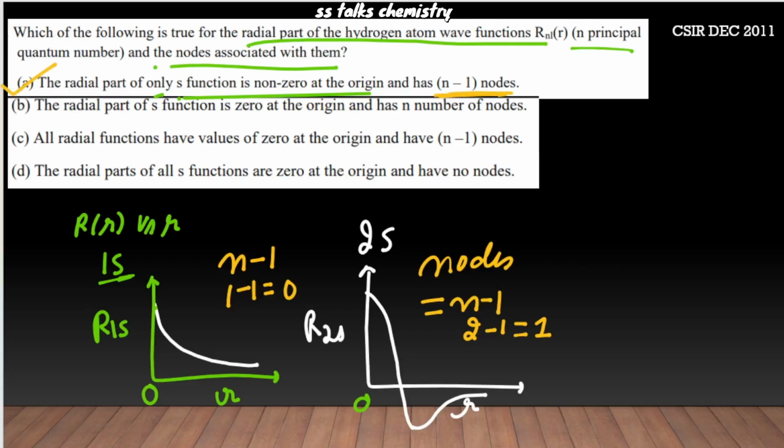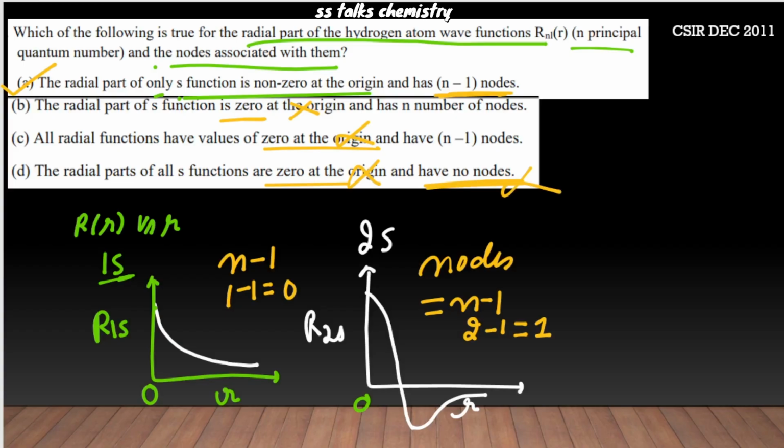Next statement also you can see. It is saying the radial part is 0 at the origin. Incorrect. All the radial functions having 0 at the origin is again incorrect, since for the s orbital you are not getting it 0 at the origin. Right. Next, the radial part of all the s functions is 0 at the origin. Again incorrect, and have no nodes. Again this is also incorrect. So option A will be the right answer for this question.